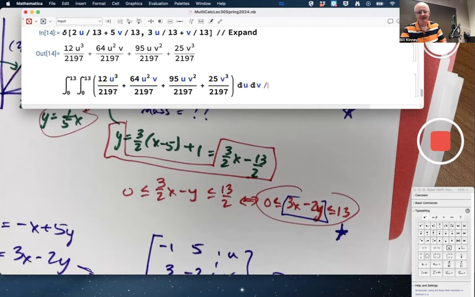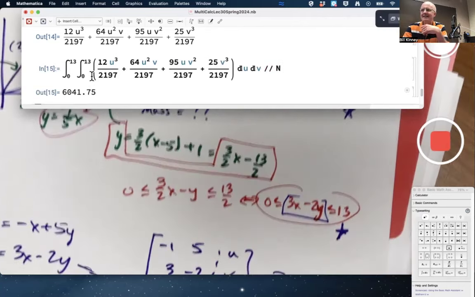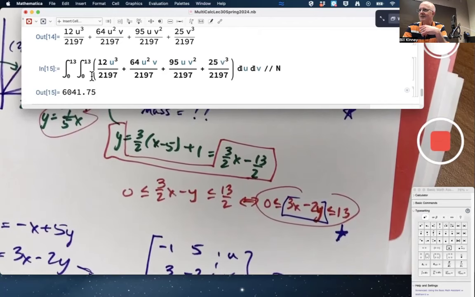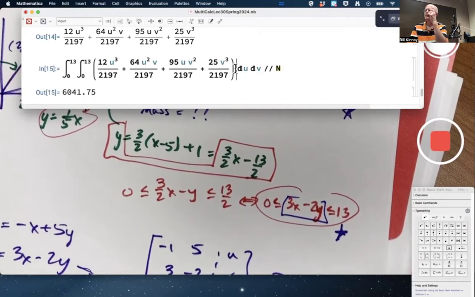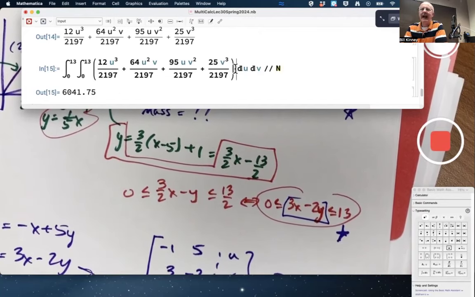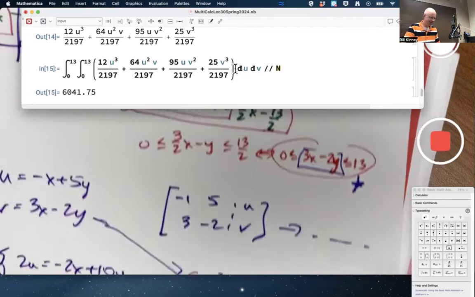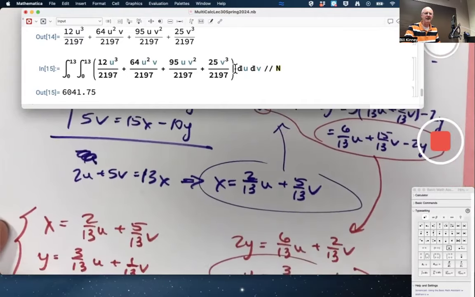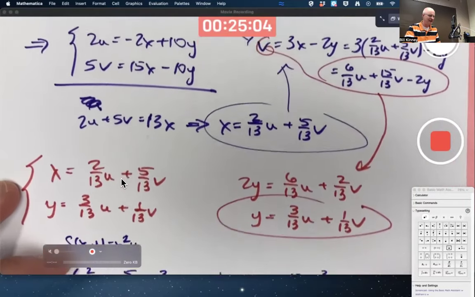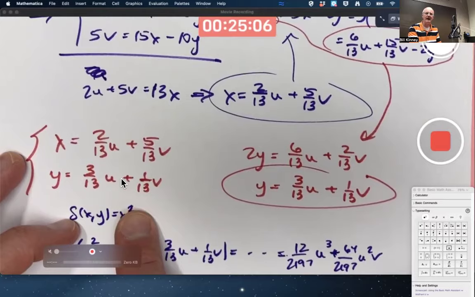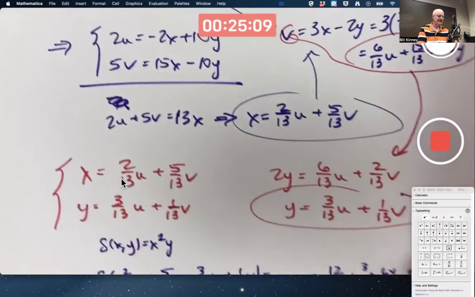I'll show you it's not the right answer. 6,041.75, that's not the right answer. What's the one more thing that we're forgetting? We're forgetting to multiply by the absolute value of the Jacobian determinant of the transformation. Yeah, exactly. And not the original transformation, but the inverse transformation. What in the world is a Jacobian determinant?